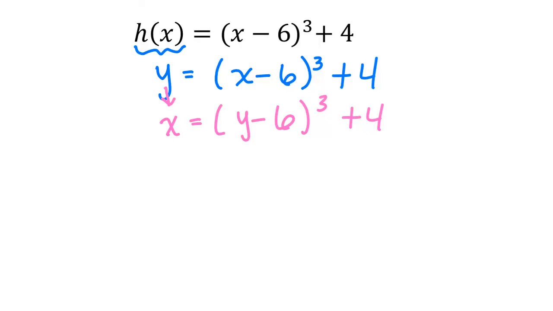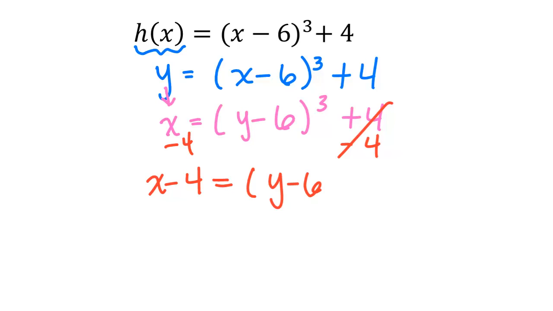That's on the outside of the parentheses. You get rid of anything outside of the parentheses first. So subtract 4 to each side. We get a x minus 4 equals a y minus 6 cubed.